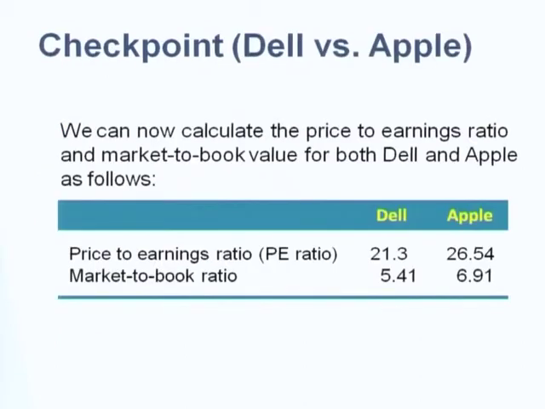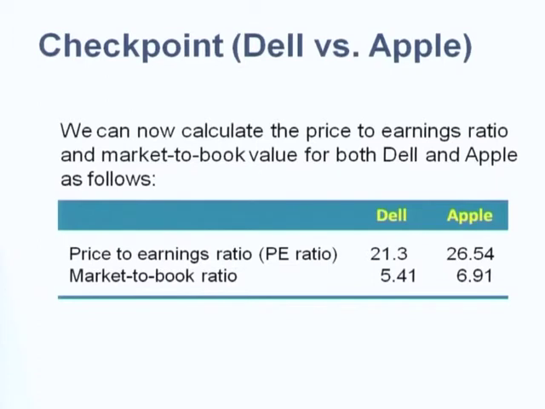Look at Dell versus Apple. Looking at the P/E ratios of Dell and Apple, Apple is better than Dell if you're a manager. P/E ratio of Apple is 26.54 times compared to Dell's 21.3 times. The manager did a better job than Dell's. But if you're an investor, Apple might be more expensive compared to Dell, because they have to pay more dollars to get the same $1 of earnings per share.